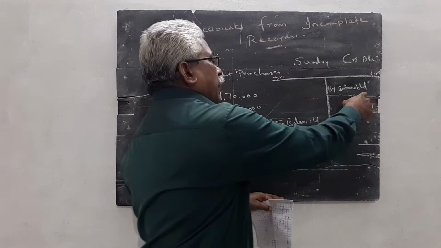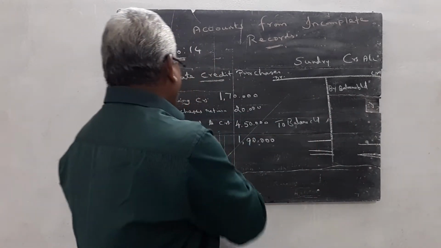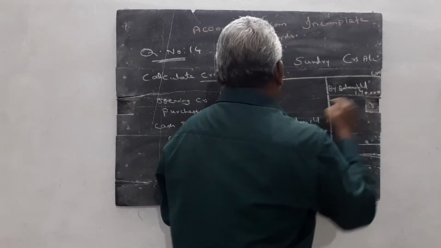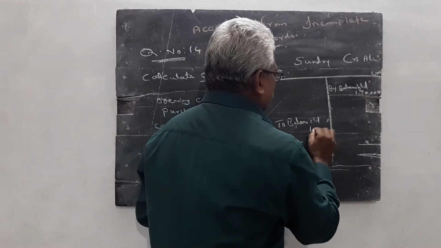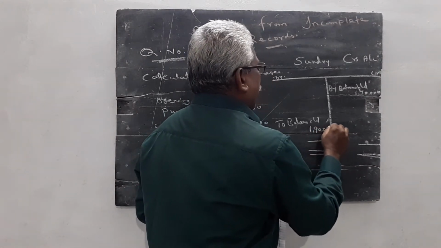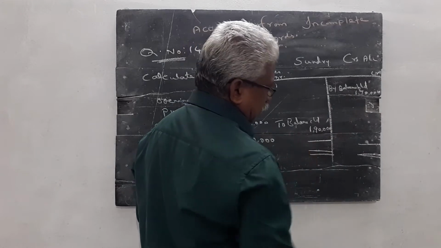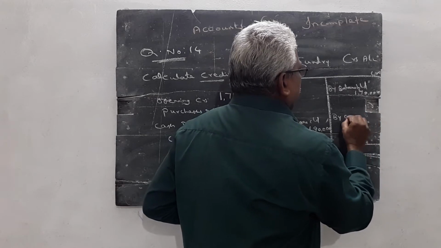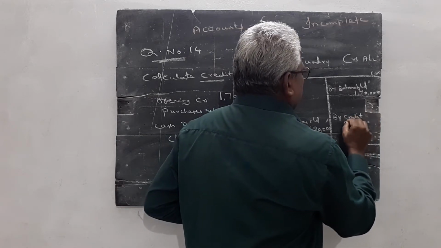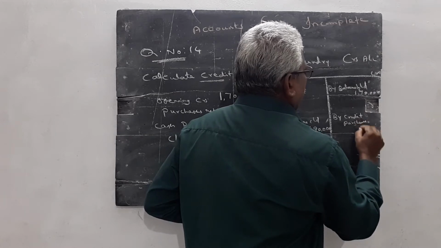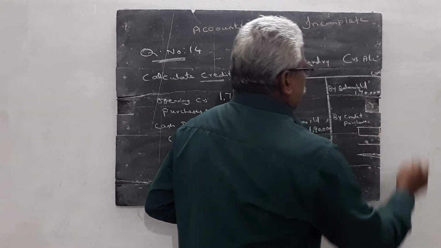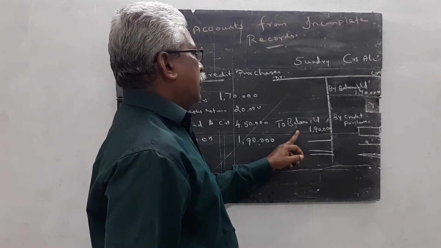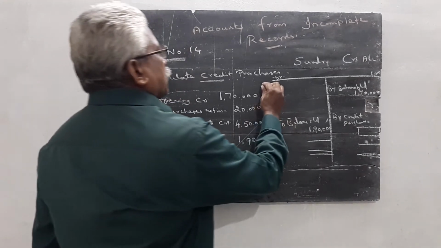Here we write the opening figure, here we write the closing figure. Opening creditors 1,70,000. Closing creditors 1,90,000. First we write opening balance and closing balance. Then the answer will come in the credit side to get credit purchases. Here we get the answer. Then purchases return comes in the debit side.